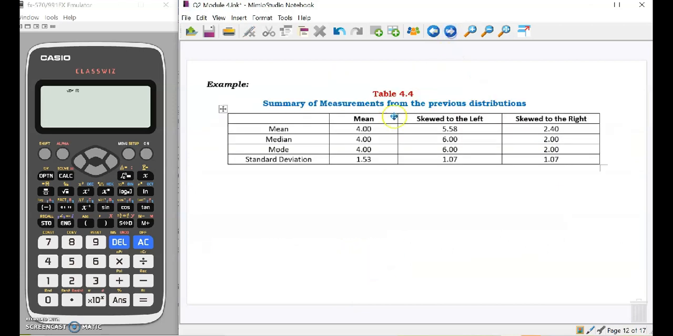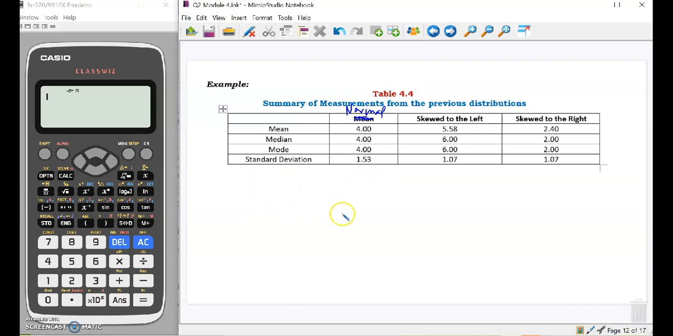Let's summarize the table that we have. That's normal. This is skewed to the left and skewed to the right. We have the mean, median, mode, and the standard deviation. I already computed for the standard deviation. Later, we'll apply this to one problem and we'll look for everything.